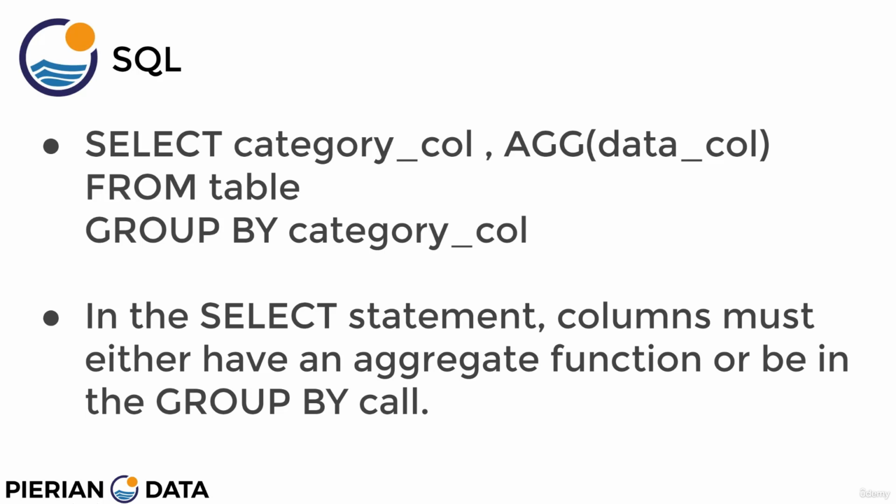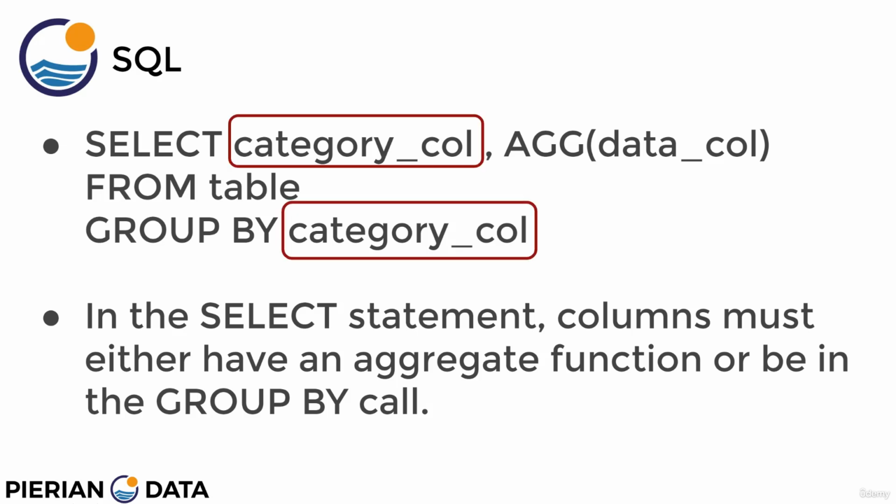Now, one of the most important things to realize when learning about group by is the following. In the actual select statement, columns must either have an aggregate function call on them or be themselves in the group by call. So what does that actually mean? This is where beginners often get tripped up in learning about group by, so pay close attention to this one. So if we're using a group by statement, then if we're selecting that particular column just by itself, it must be included in the group by statement.